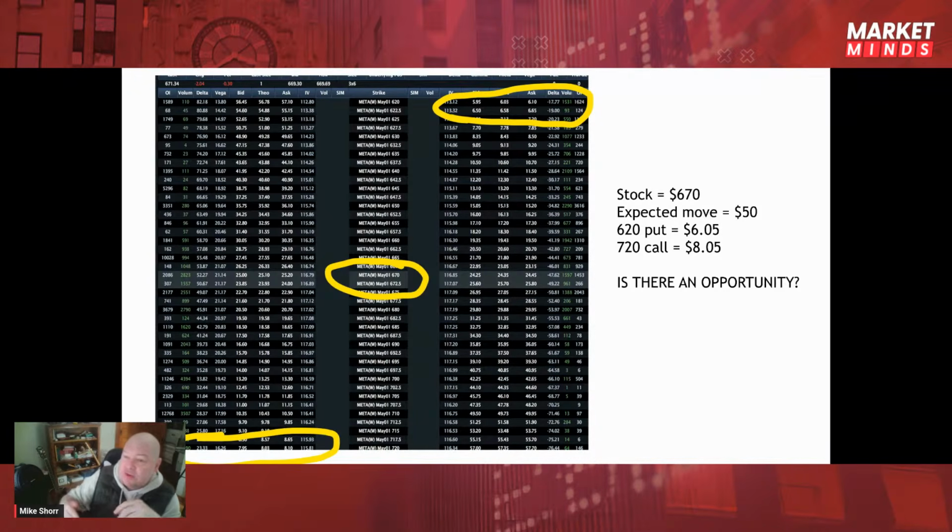So now if we look out $50 above the strike that we're at now and below the strike that we're at now, we see that the 720 call has a value of $8.05. And the 620 put, each of them are $50 away, we can look at implied vol terms, 113 versus 115.